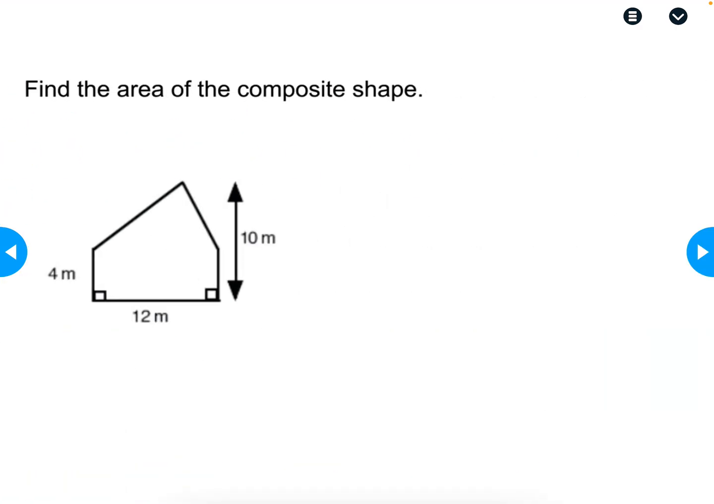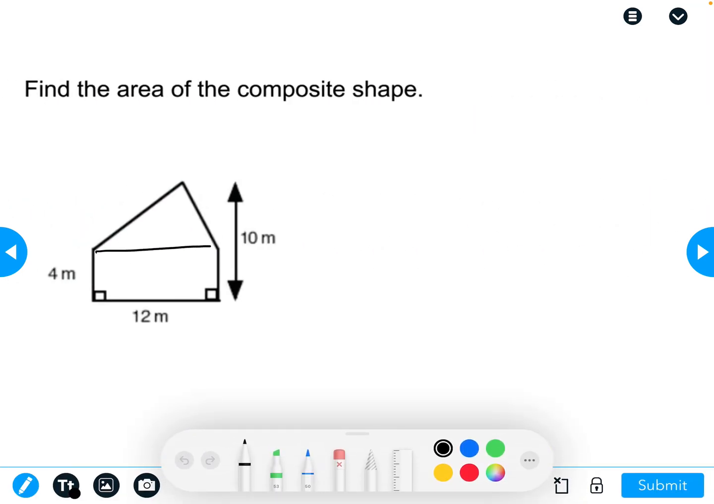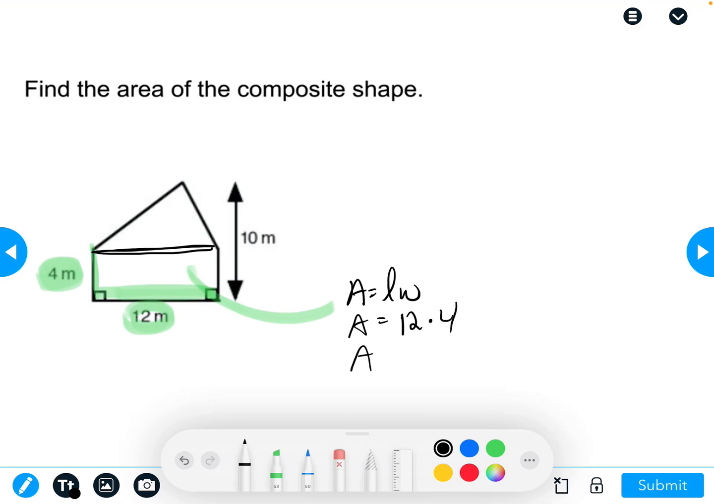All right, last one. Last one is kind of looking like a house. So the best way to divide this one would be right across there at the roof. So we have a rectangle, a length and a width of 12. So to solve that one, we're going to do area equals the length times width. So 12 times 4 is going to give us 48.